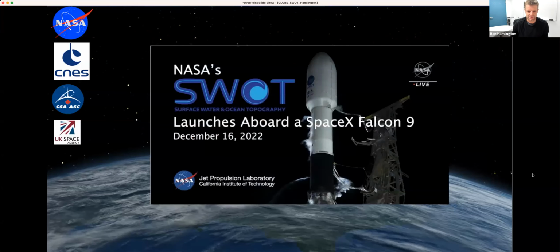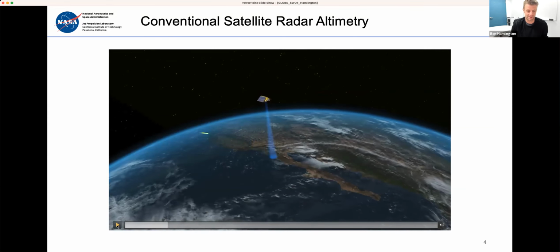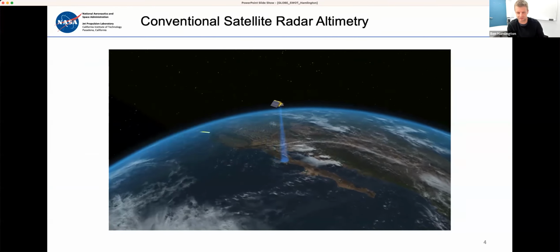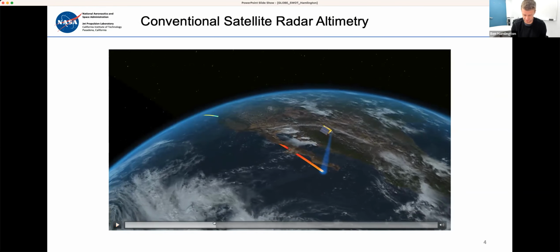So now that we've seen that, to get into what SWOT actually is, I want to step back. So this is not SWOT, but these are conventional satellite radar altimeters, which you may or may not have heard of. This is the Jason series of radar altimeters, what we call nadir pointing altimeters. And the reason we call them nadir pointing, sorry, I keep stopping this animation just so I can point things out, is they are essentially measuring directly below the satellites as they orbit around the Earth, right? So there's a ground track that these satellites have. They send a radar pulse down to the surface of the ocean and then time how long it takes for that pulse to get back.